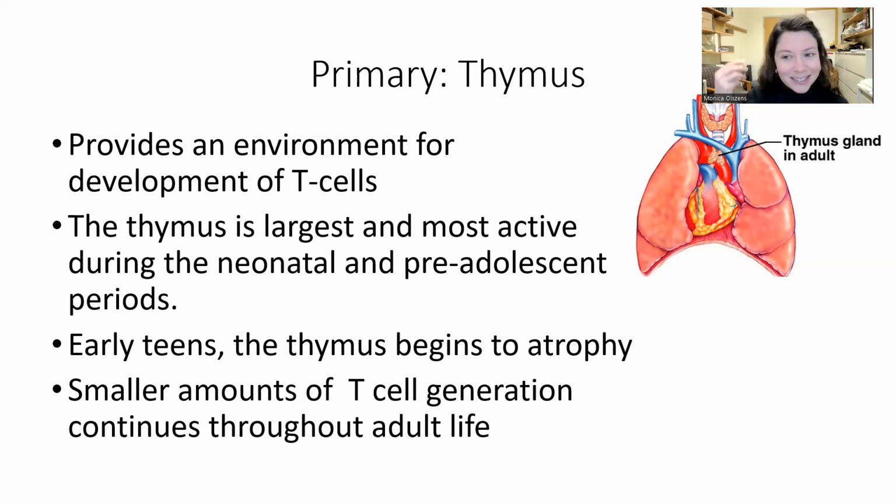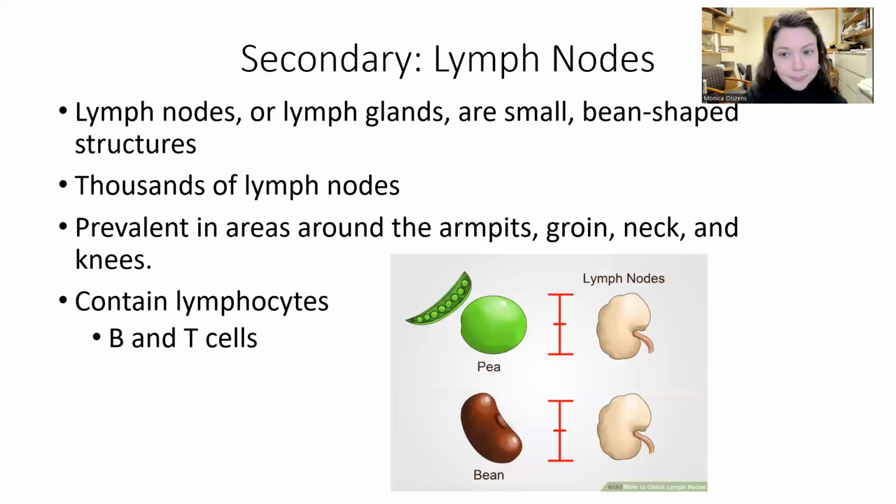So smaller amounts of T cells are generated throughout your adult life, which is like, think about the bone marrow. Our bone marrow is turning yellow and not red as we get older, and our thymus is getting smaller, which totally explains why over time our immune system is not as robust. But you can do stuff, like exercise and eating a healthy diet does tend to boost your immune system.